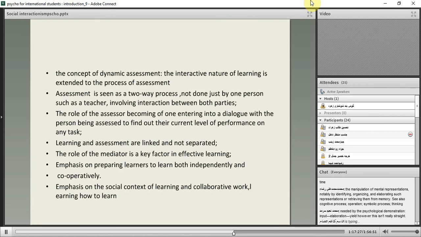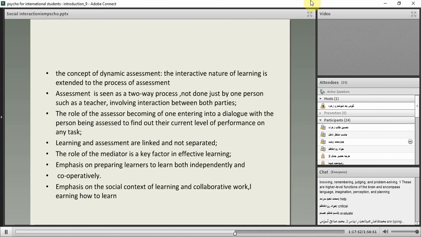So the concept of dynamic assessment is also related to the interactive nature of learning. Assessment is seen as a two-way process. You know assessment? Assessment is what? Assessment means evaluation, right? Measuring, evaluation, language tests. So based on the concept of the interactive nature of learning, assessment also should be seen as a two-way process.